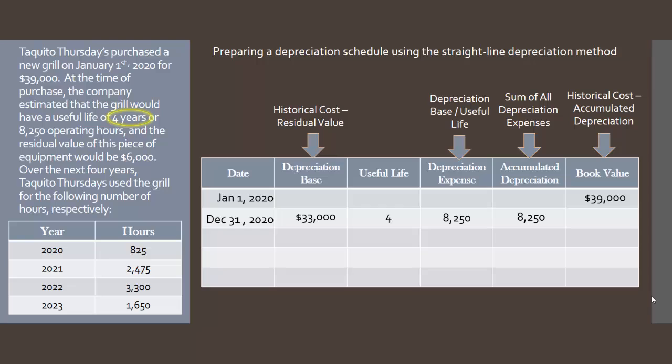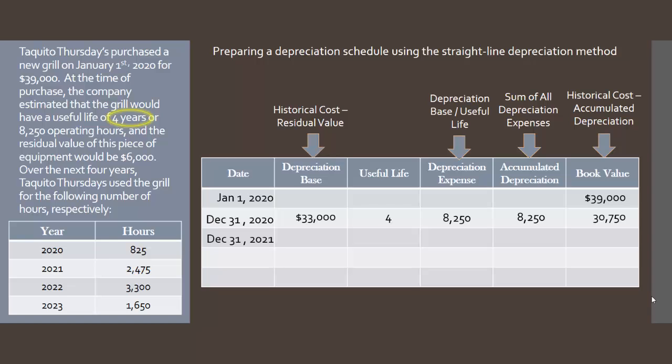Since that's the first time we recorded depreciation, our accumulated depreciation on this asset would be $8,250, and it's going to lower its book value. Book value is always historical cost minus accumulated depreciation. After we record this depreciation expense, we are going to lower the value of this grill on our books down to $30,750.